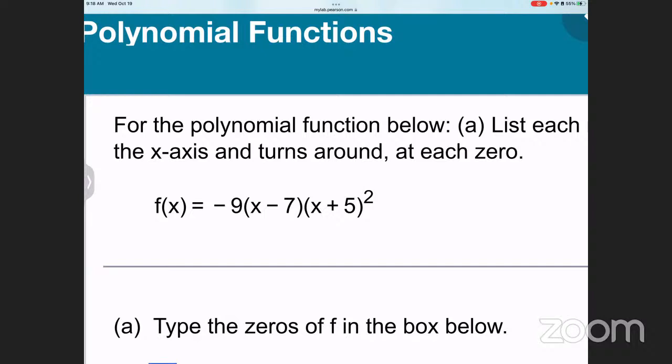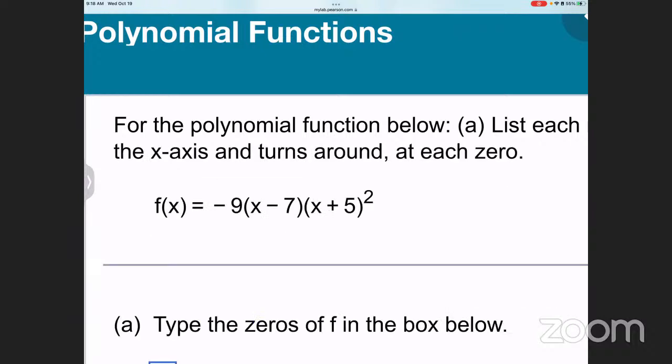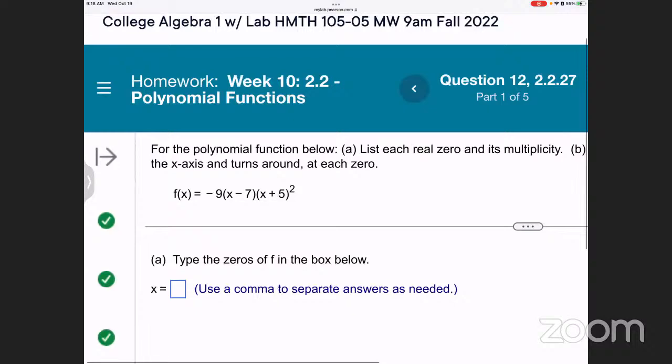What that means is it's going to cross the x-axis, all right? So we have 3 zeros. One of the zeros crosses the x-axis. The other zero bounces off the x-axis. So the one with the even multiplicity bounces. The one with the odd multiplicity crosses.